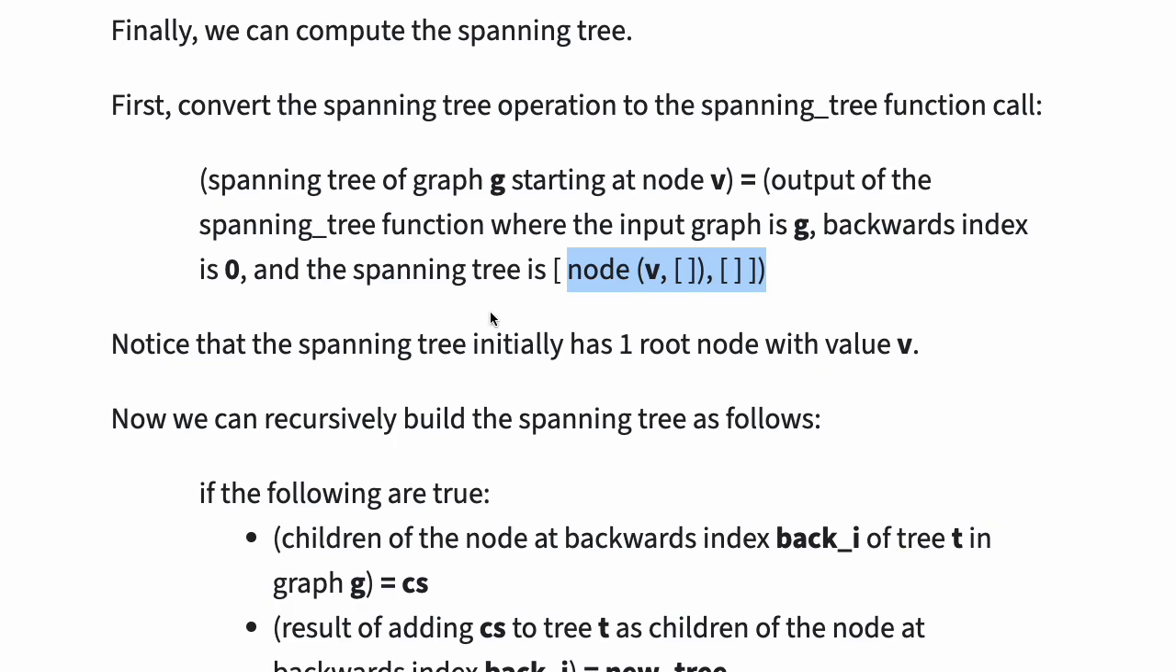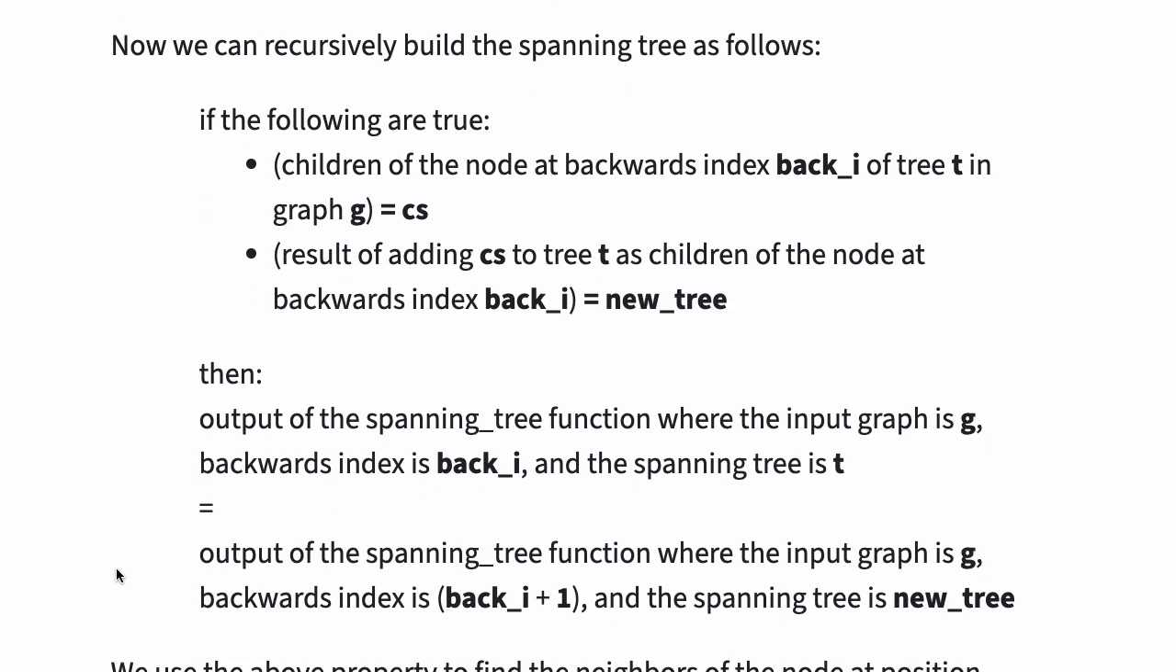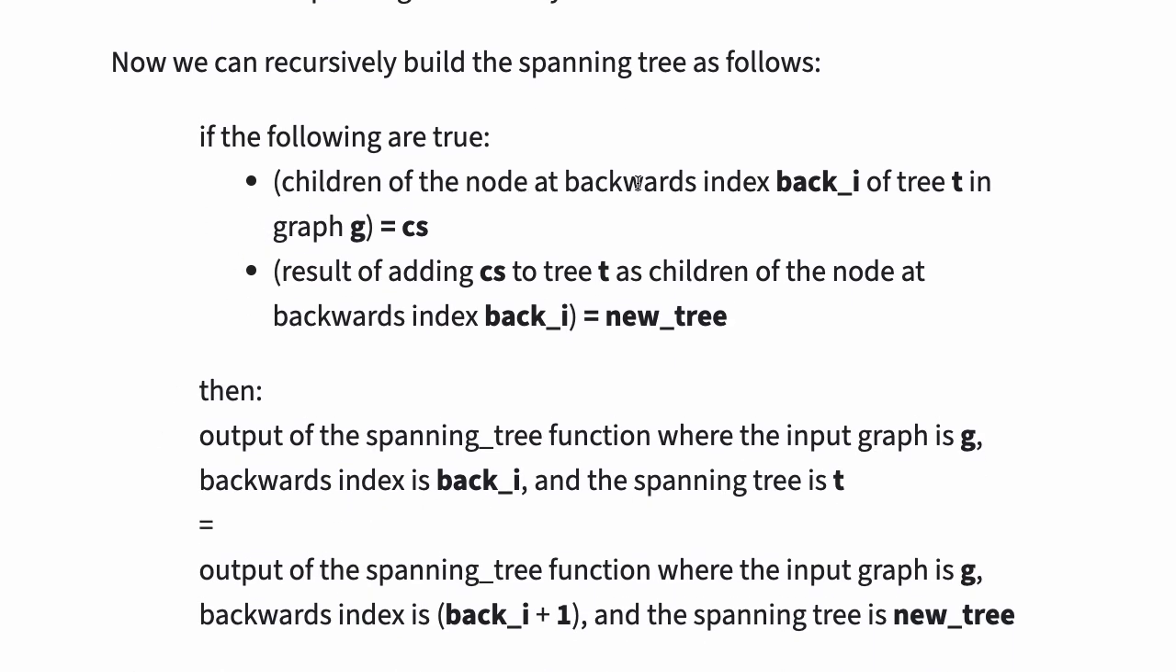Now we can recursively build the spanning tree as follows. If the children of the node at backwards index back I of tree T in graph G is equal to CS, and the result of adding CS to tree T as children of the node at backwards index back I is equal to the new tree, then the output of the spanning tree function, where the input graph is G, backwards index is back I, and the spanning tree is T, is equal to the output of the spanning tree function, where the input graph is still G, backwards index is now back I plus 1, and the spanning tree is the new tree.